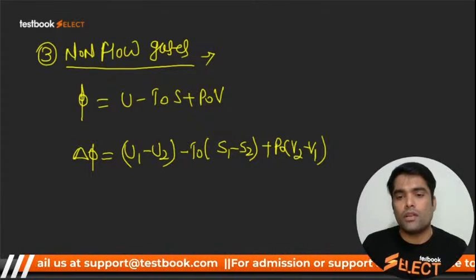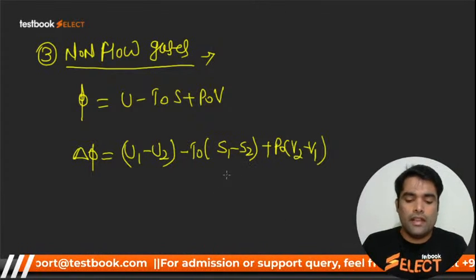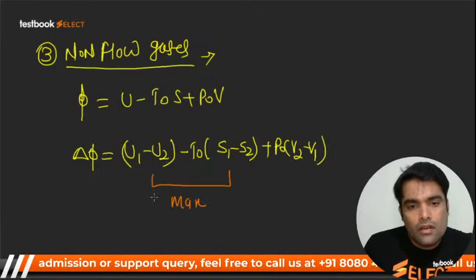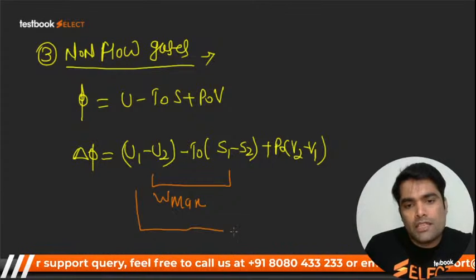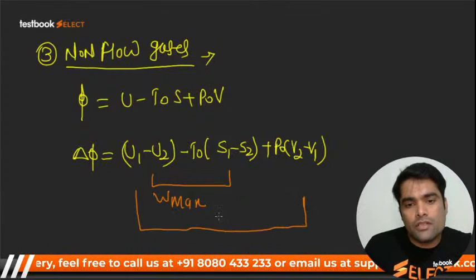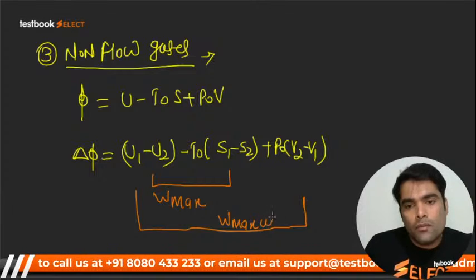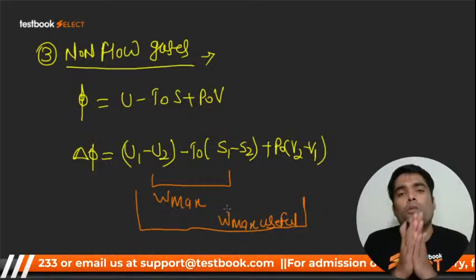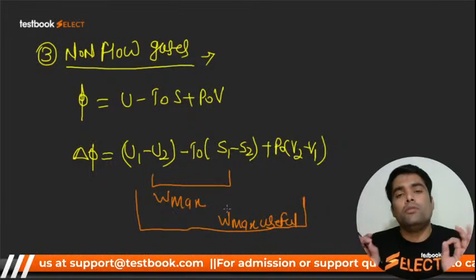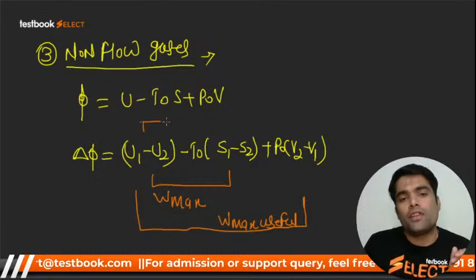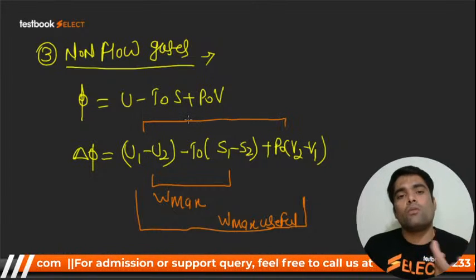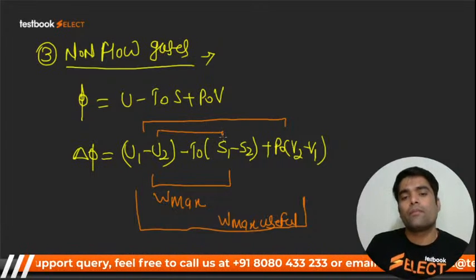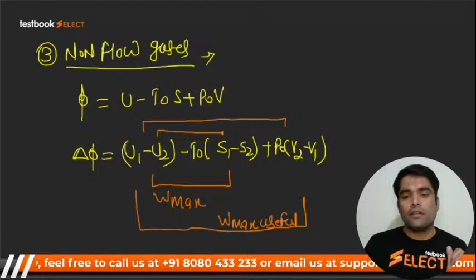Remember one thing here: if you take the first two terms, it is your W max. But if you want maximum useful work, then you take all three terms, W max useful. So when the question asks for the expression for maximum useful work, you have to mention these three terms. But when they ask for the formula for maximum work, your answer should be the two-term one. I hope you got it.